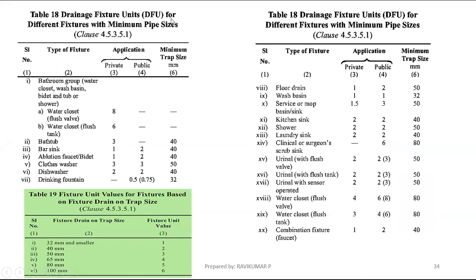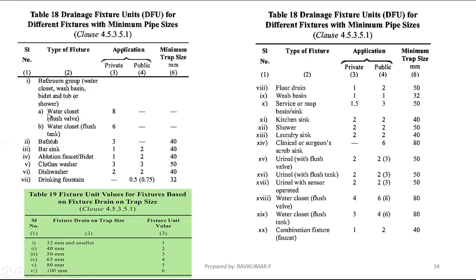Drainage fixture units, DFU, for the different fixtures, with the minimum pipe size. Based on the drainage fixture value only, we have to arrive at the branch and header pipe size. For every fixture they have provided a fixture unit based on the drainage water flow rate. For example, bathroom group: water closet, wash basin, bidet, and tub or shower. So this much is there.